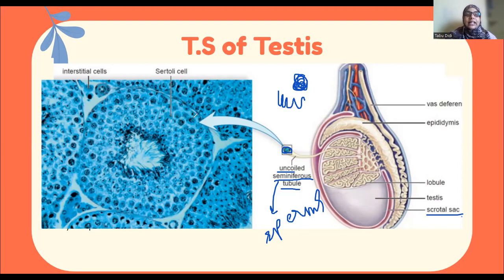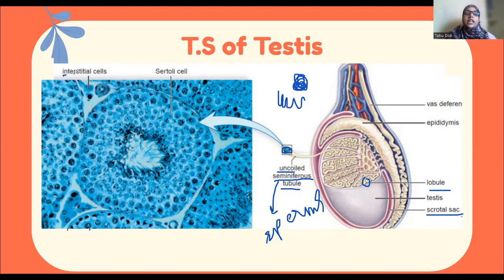And inside there are cells, which is the place where the sperms will be produced and matured. These sections are known as lobules, and each lobule consists of what? Uncoiled seminiferous tubules. What is the seminiferous tubule? It is the place that consists of cells which will produce the sperm.